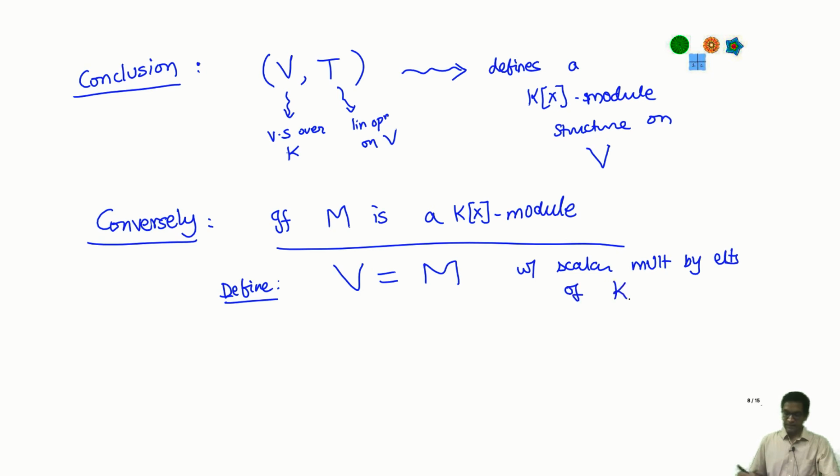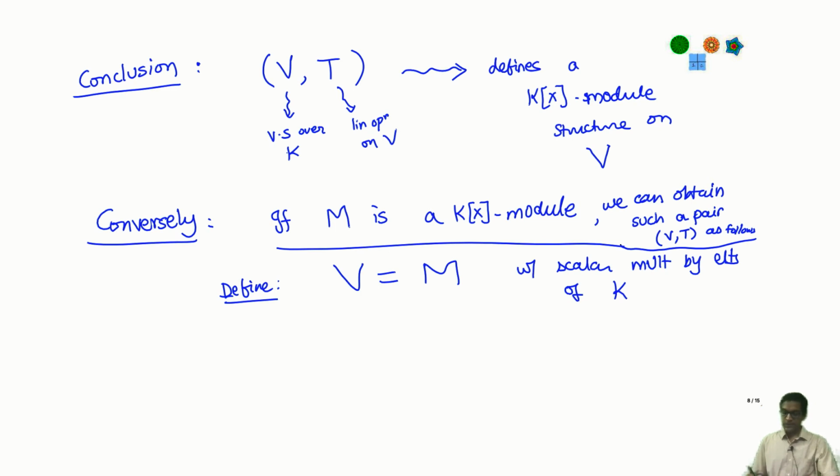I have to make it a K vector space. I can do this. So if M is a K[x] module, we can obtain such a pair (V, T) as follows. That's what I am trying to do: construct a vector space and a linear operator on it.